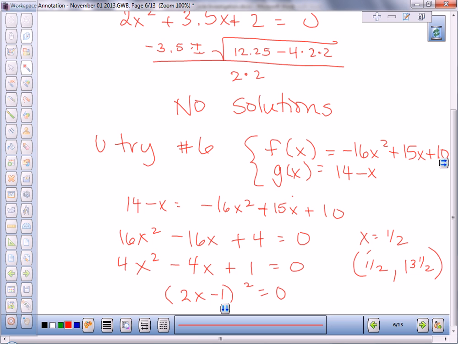How many intersections? 2. Can you write down the ordered pairs for them? Yes. The next one. How many intersections? 1. It is tangent. Could you write down the ordered pair?